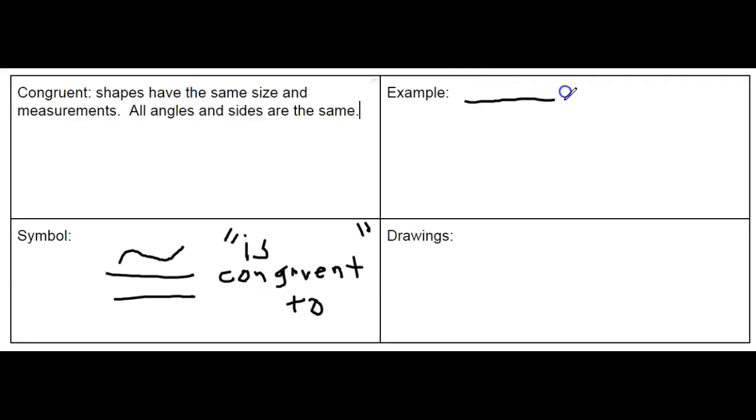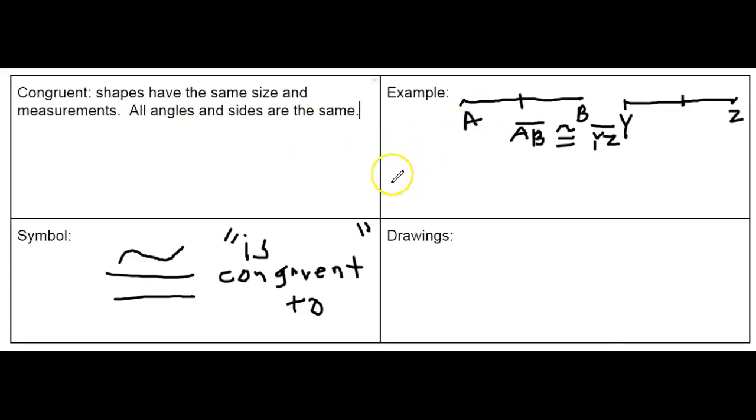Okay, example might be, let's say we had two line segments. Let's say we've got this line segment here. This is A, got point B over here. And then you have this line segment here, and maybe this is Y, Z. Okay, well, we've already talked about if they're marked something like this, those hash marks show that AB is congruent to line segment YZ.